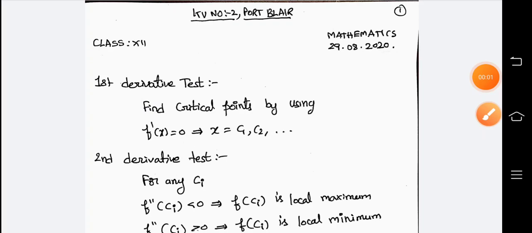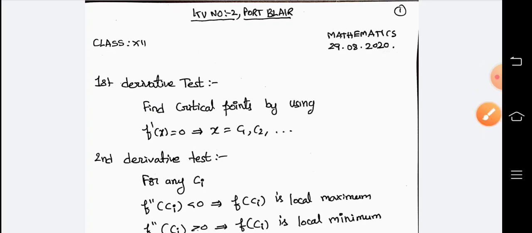Yes, students, this is the continuation of the previous video, which is the concept Introduction to Maxima Minima from Applications of Derivatives, class 12th Mathematics. Let me revise the concepts which I discussed. First derivative test. Very carefully listen.